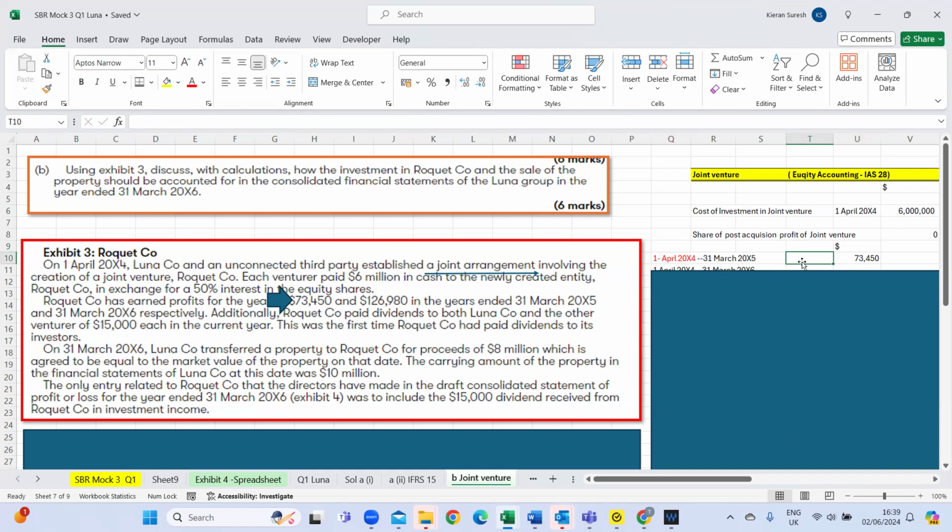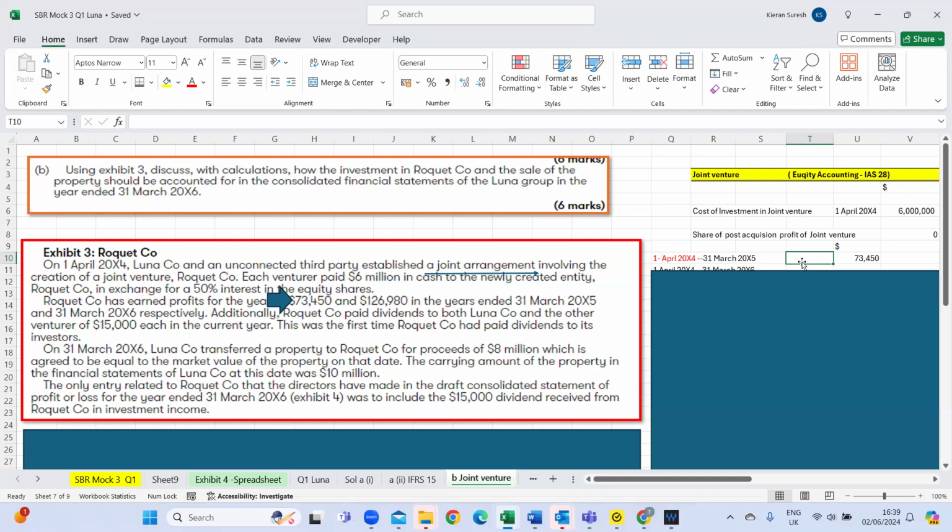I'll repeat again. Normally, we would find these numbers by comparing the two net assets, so I would be able to find the increase in the profits, which is known as post-acquisition profit. Here, instead of giving you those net asset figures, the examiner is saying, listen, it has now been two years since you invested. Here's the first year's profit the joint venture company made, and the second year's profit the joint venture company made.